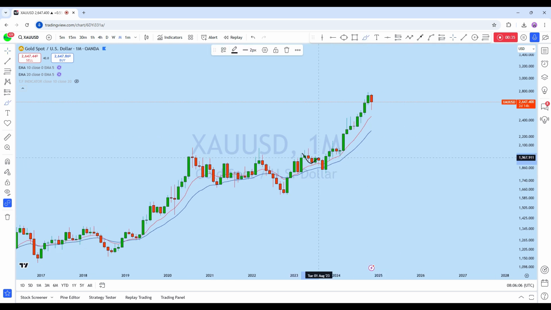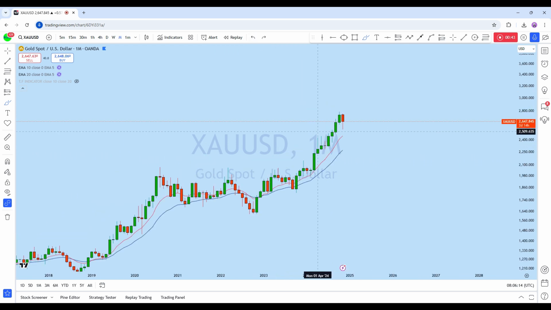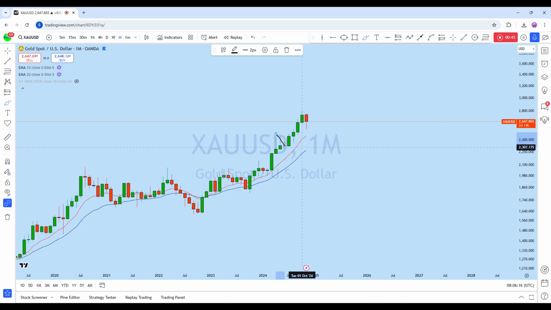We have seen that there is an inverted head and shoulders formation, and from that inverted head and shoulders there is a breakout with this impulse, and we can see there is a narrow pullback, and the market we can see again is in another impulsive phase.